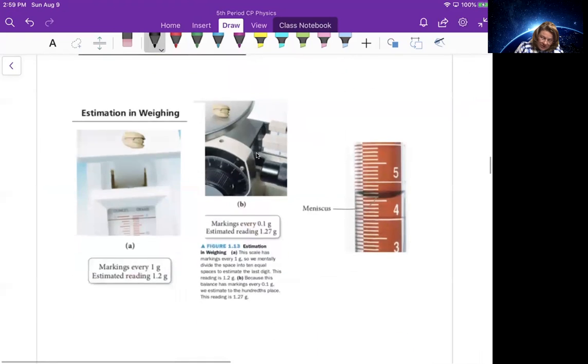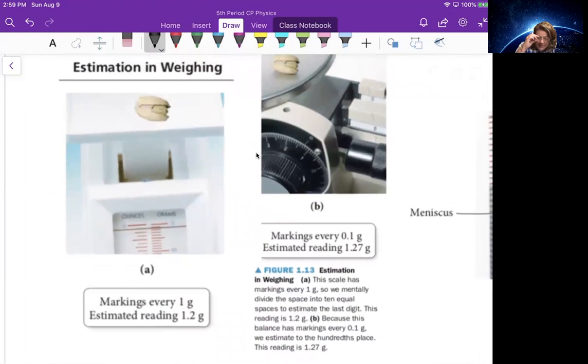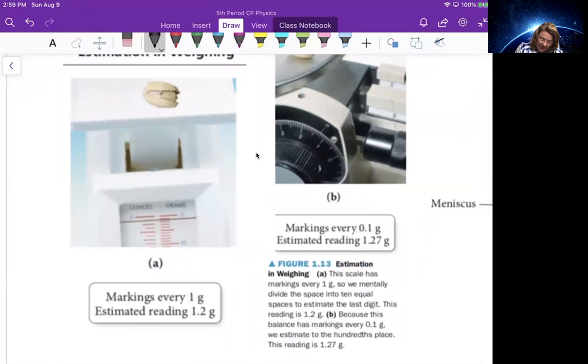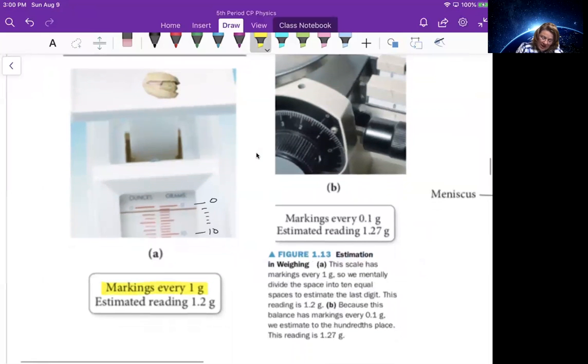Okay, let's look at a couple additional ones here. So maybe you're starting to see a pattern. I have a pistachio on this device here, and I can see that I am at 0, and this is at 10, and every single one of those tick marks is 1 gram. Now I know it's between 1 and 2 grams, and I estimate it to be 1.2. So I have 1.2, and 0.2 is my estimate, the digit 2.